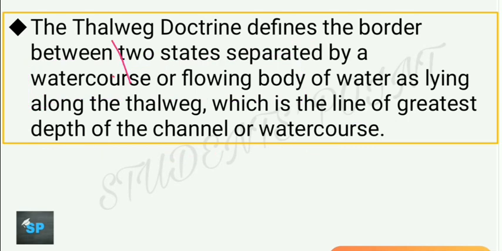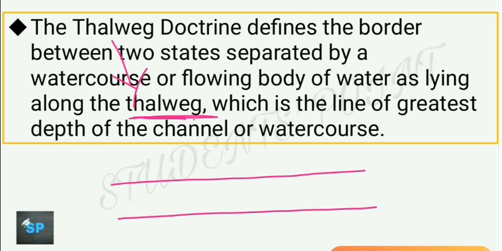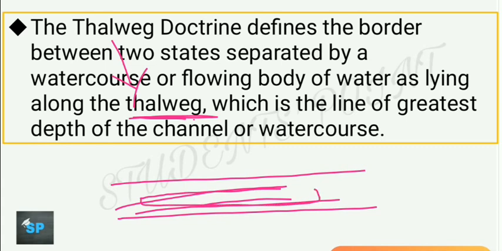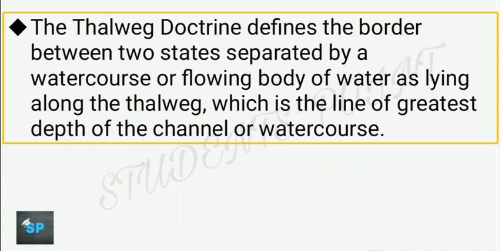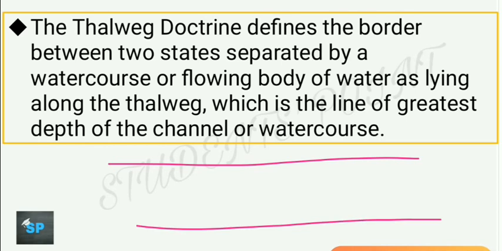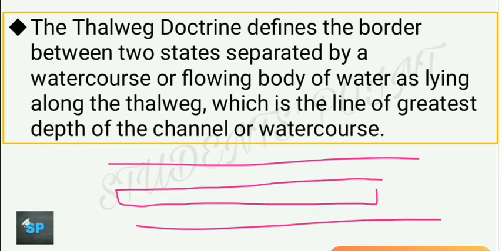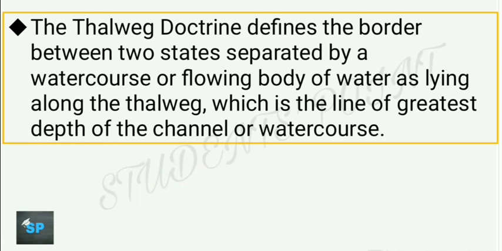So basically it defines the border between two states along with the Thalweg. So what is Thalweg? Thalweg is nothing but a line of greatest depth of channel of a watercourse. Suppose in this line the greatest depth of a watercourse lies. So on this line the boundary of two states will be demarcated. If this is the course of a water body and here lies the greatest depth of this water body, then on this line the border between the two states will be demarcated.